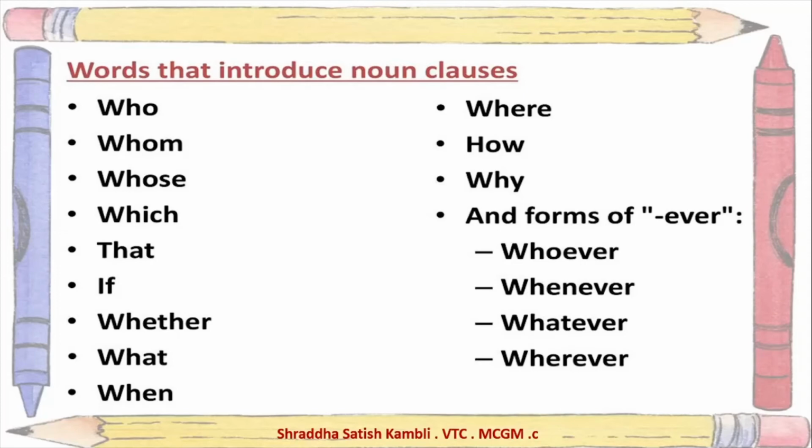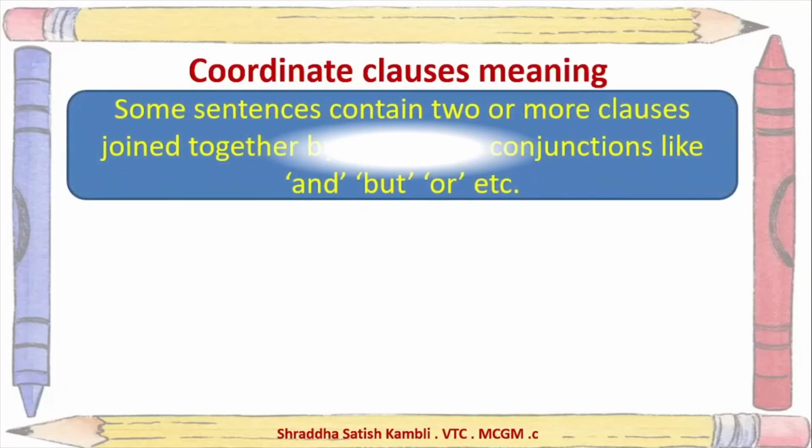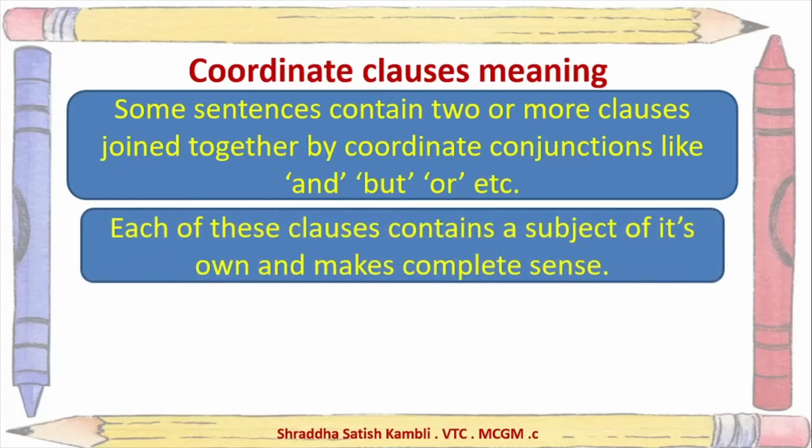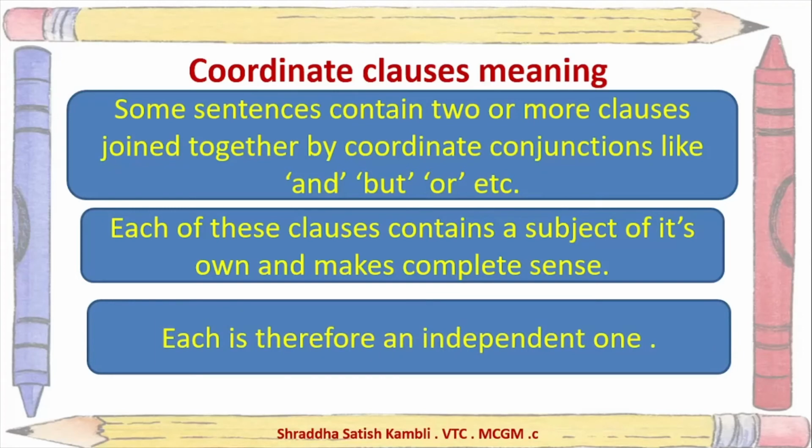Now I told you that we have one more concept to learn in this lesson, that is coordinate clauses. So let us see what the meaning of coordinate clauses are. Now some sentences might contain two or more clauses which are joined together using a coordinate conjunction like and, but, or, etc. So each of these clauses which are joined together using a conjunction like and, but, or is a coordinate clause. Alright. Now each of these clauses contains a subject of its own and it makes complete sense also, and each of them is therefore an independent clause also. Most of the time they're independent clauses. Alright, so this is the meaning of a coordinate clause.